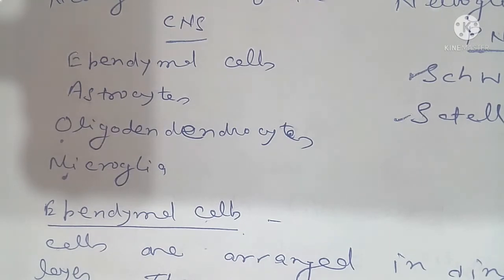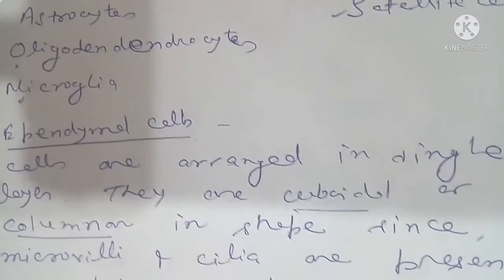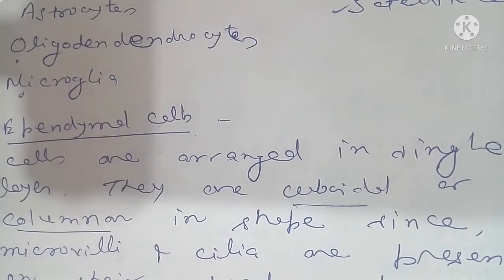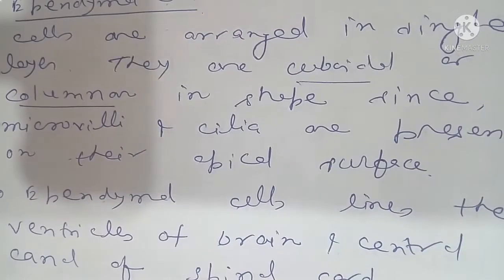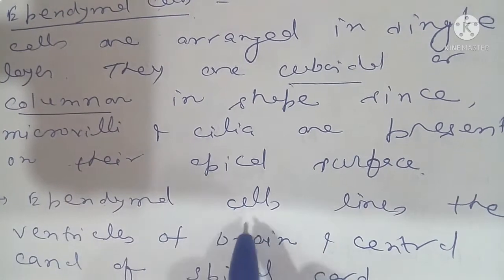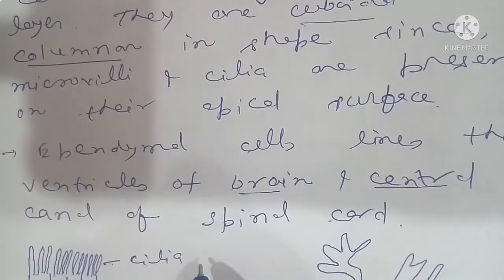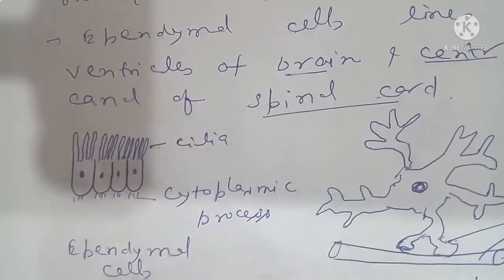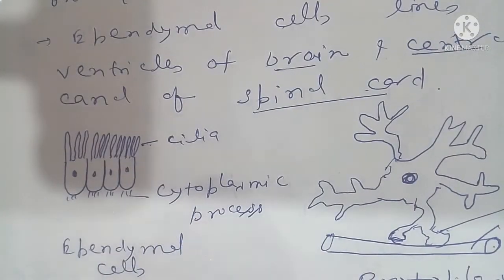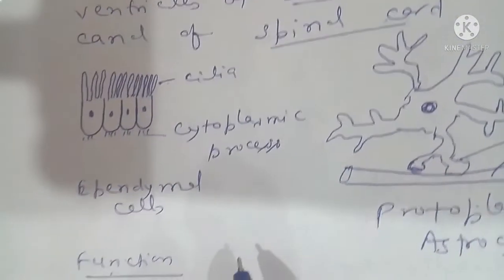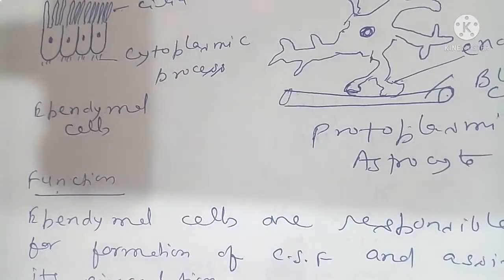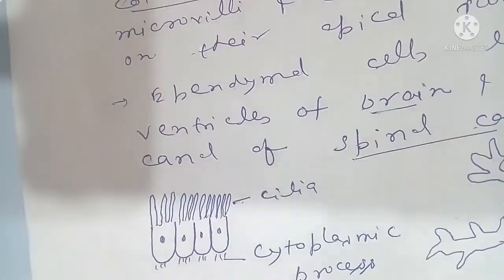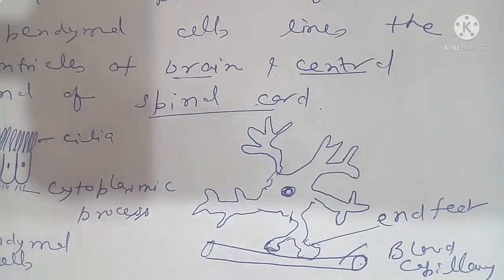First is the ependymal cells. What are ependymal cells? The cells are arranged in a single layer, and they are cuboidal or columnar in shape, with microvilli or cilia present on their apical surface. The ependymal cells line the ventricles of the brain and the central canal of the spinal cord. I have shown in the figure the ependymal cells, the cilia and the cytoplasmic process. What is the function of the ependymal cells? They are responsible for the formation of the CSF and assist in its circulation.